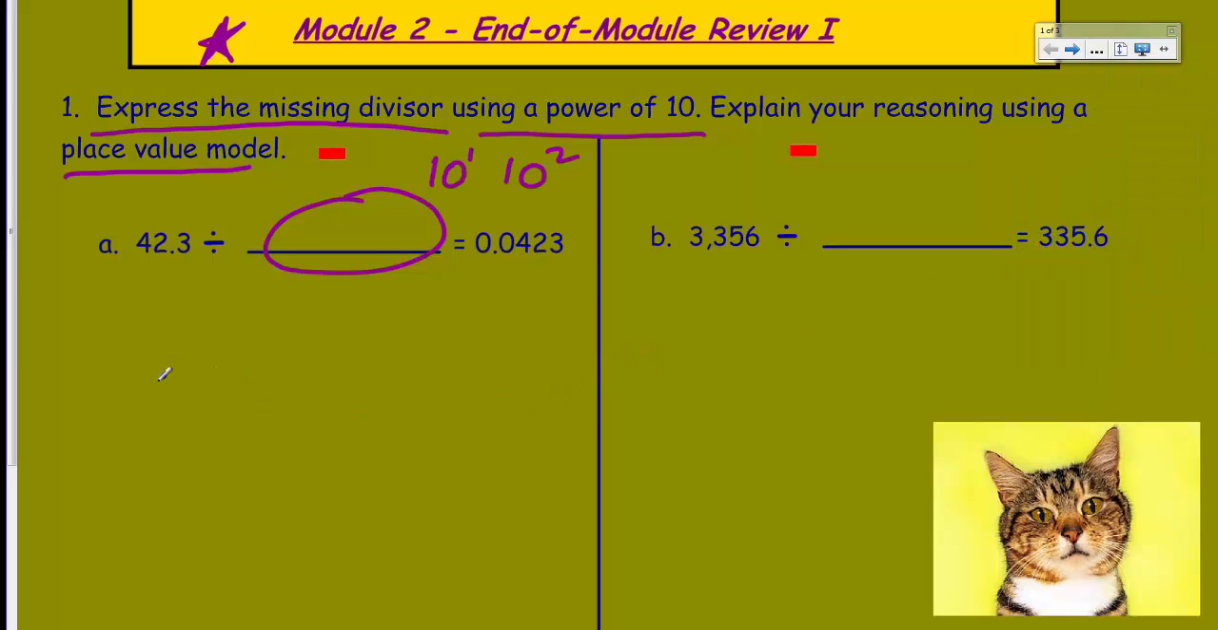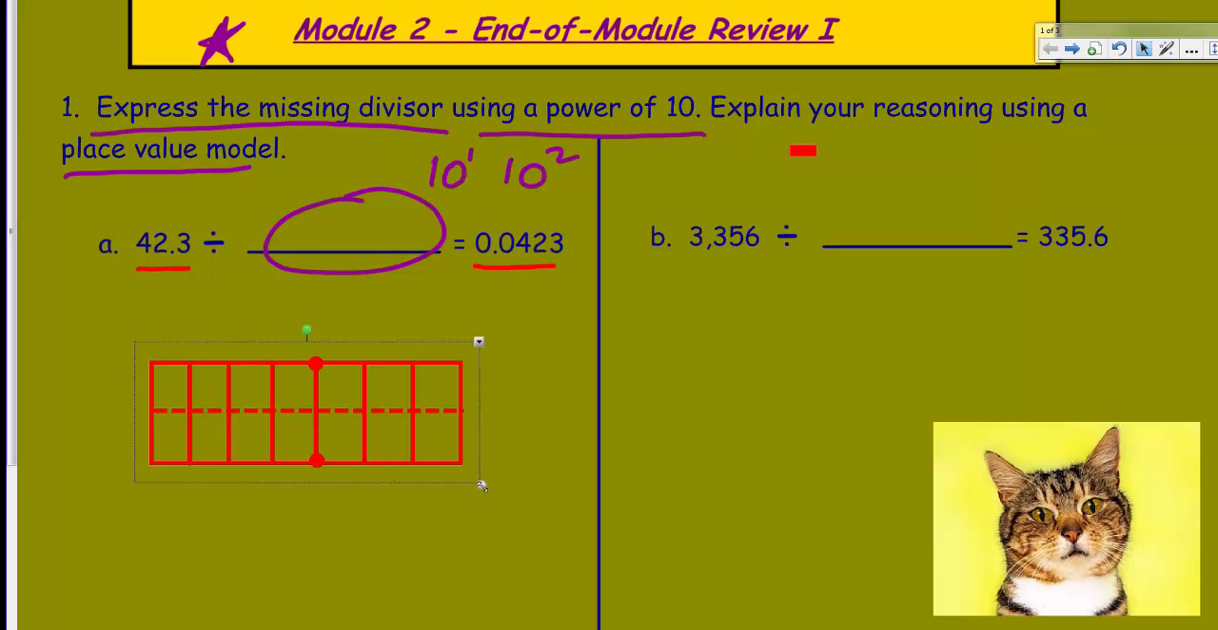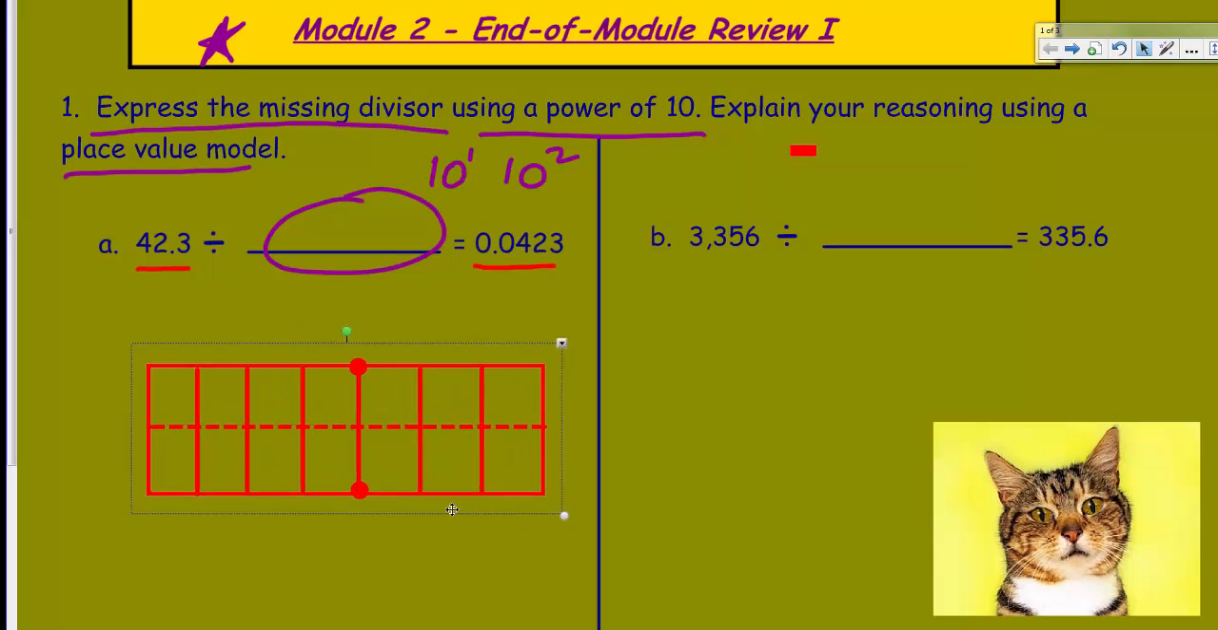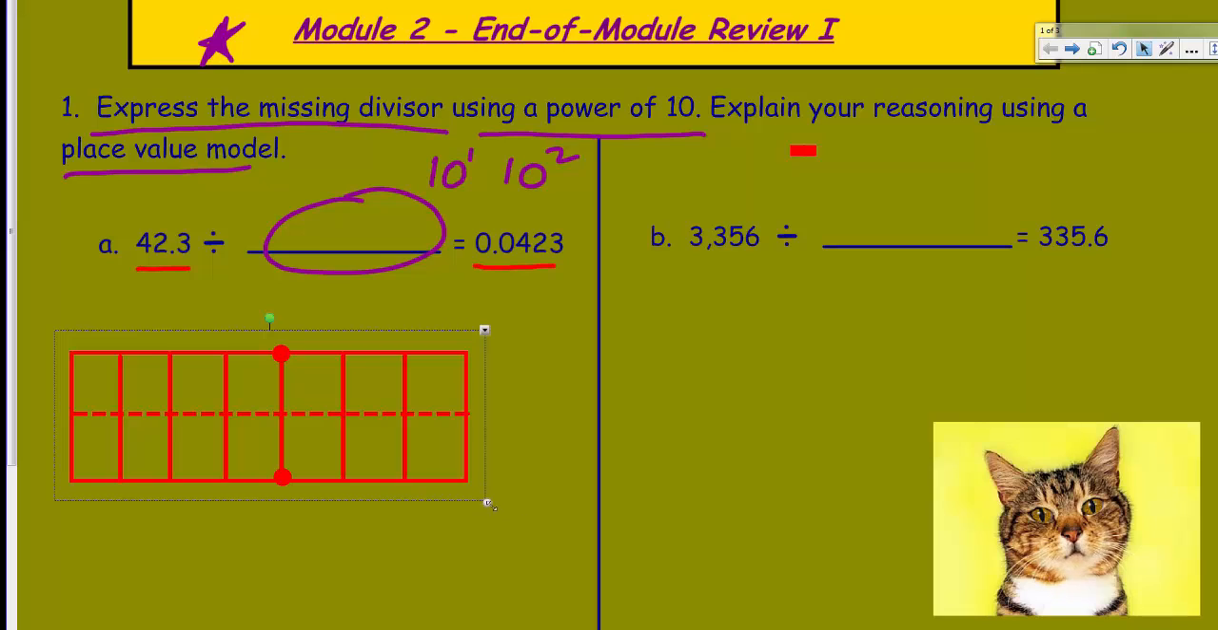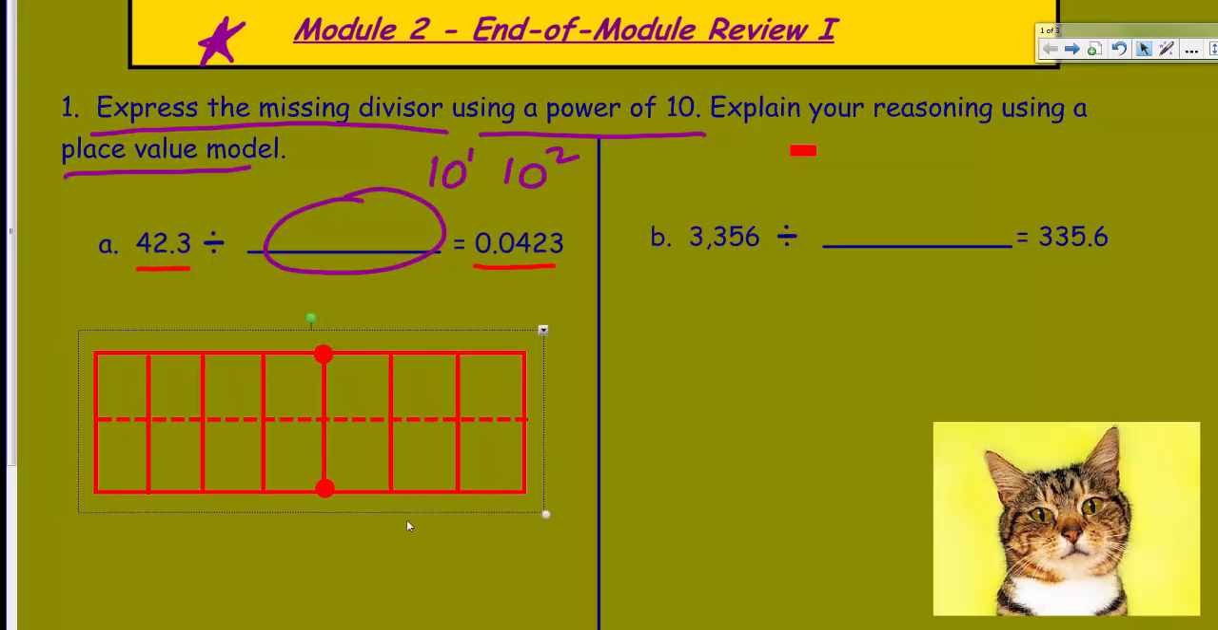Okay, so let's go ahead and start with the first one here. We're looking at this number here. This is the dividend. We're dividing by some power of 10 here, and it's giving us this quotient over here. Well, let's see what happens. I bet this has something to do with what I'm going to use. It does, actually. I had already made up a little place value model ahead of time, and it's a really quick way to do it.